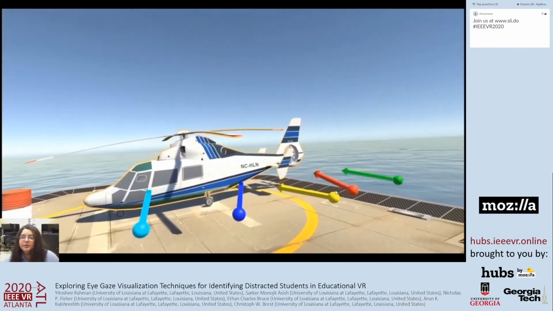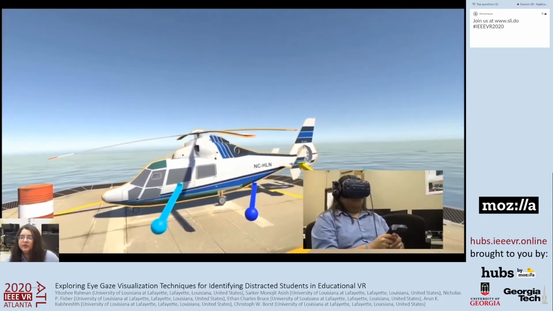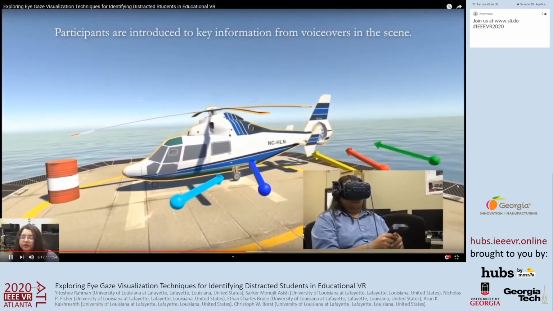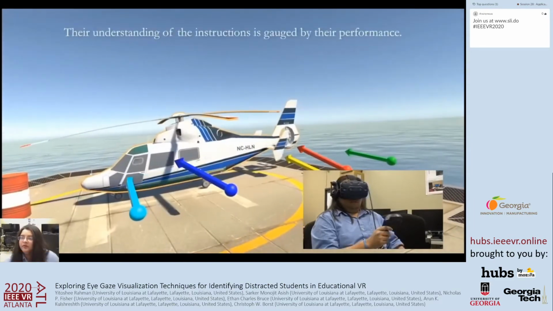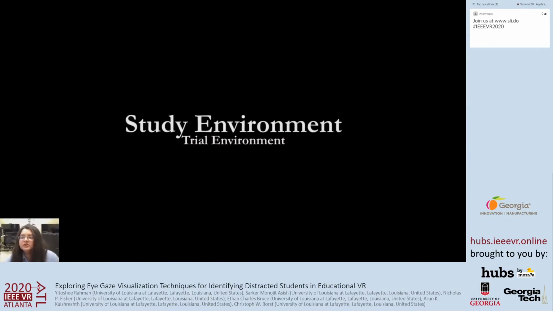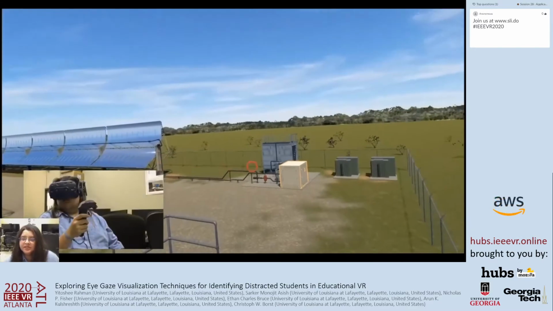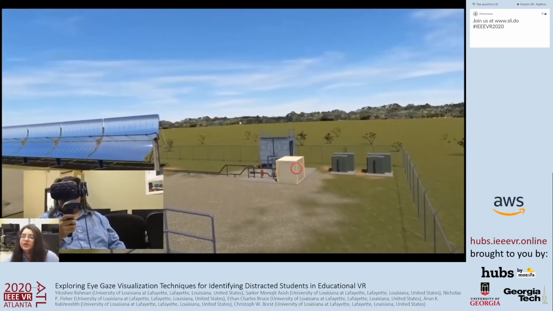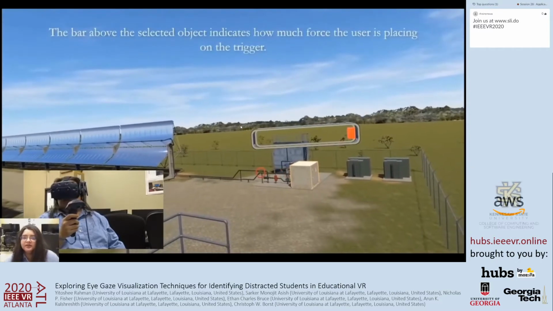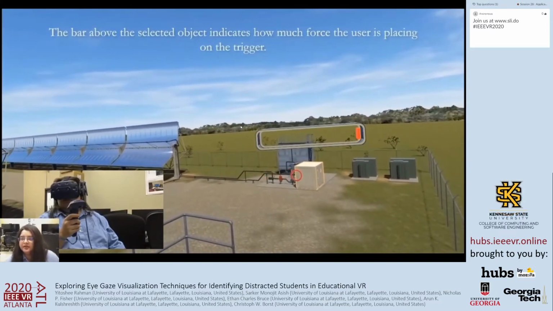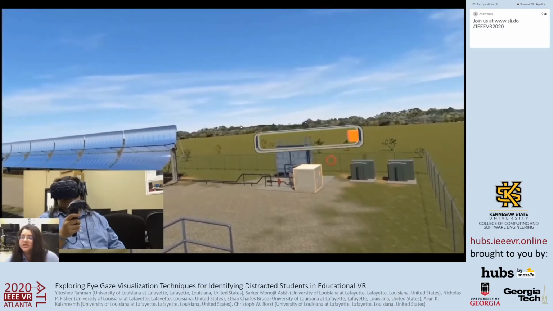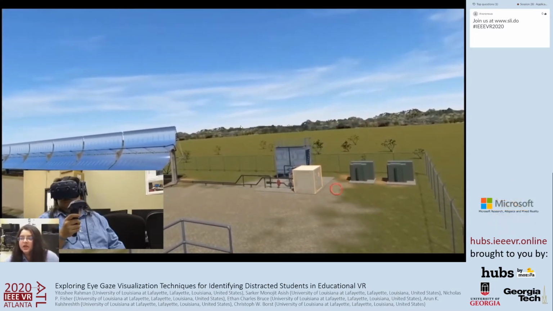First, we'll see the training scene. Here, participants were introduced to key info via voiceovers, which emphasize the verbal instructions given before or during the training scene. When a button is pressed, a pressure gauge appeared above the selected object, which gave the user a visual representation of how much force they were putting on the trigger. The actual study environment is based on a real solar farm. When objects are selected, a voiceover gave a short educational lesson related to the object.